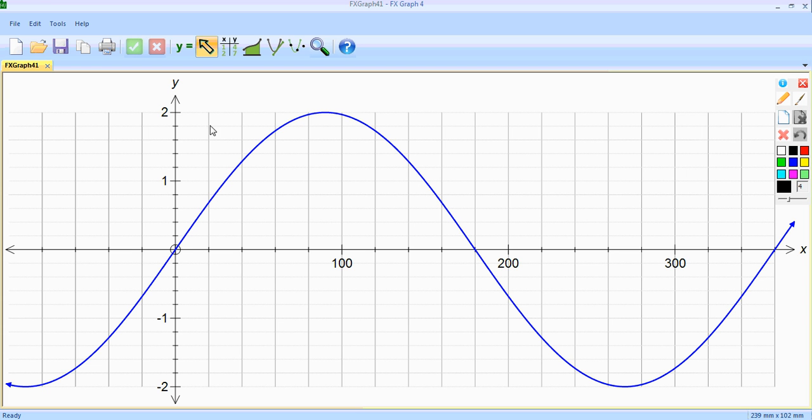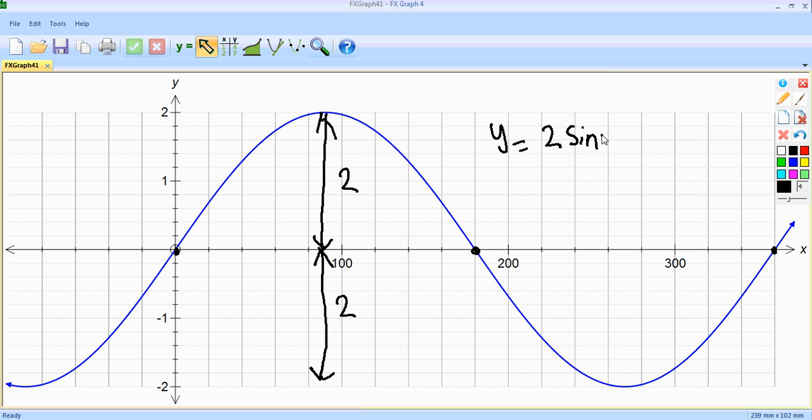A couple of things to note: it hasn't moved anywhere, so it is still crossing at 0, at 180, and back at 360 again. What has happened is the amplitude, that distance there, has gone up. It's doubled, and the distance that it goes down from the average has also doubled. So this is the form y equals 2 sine x. That's what happens when you put a number in the front. It just stretches it up vertically.